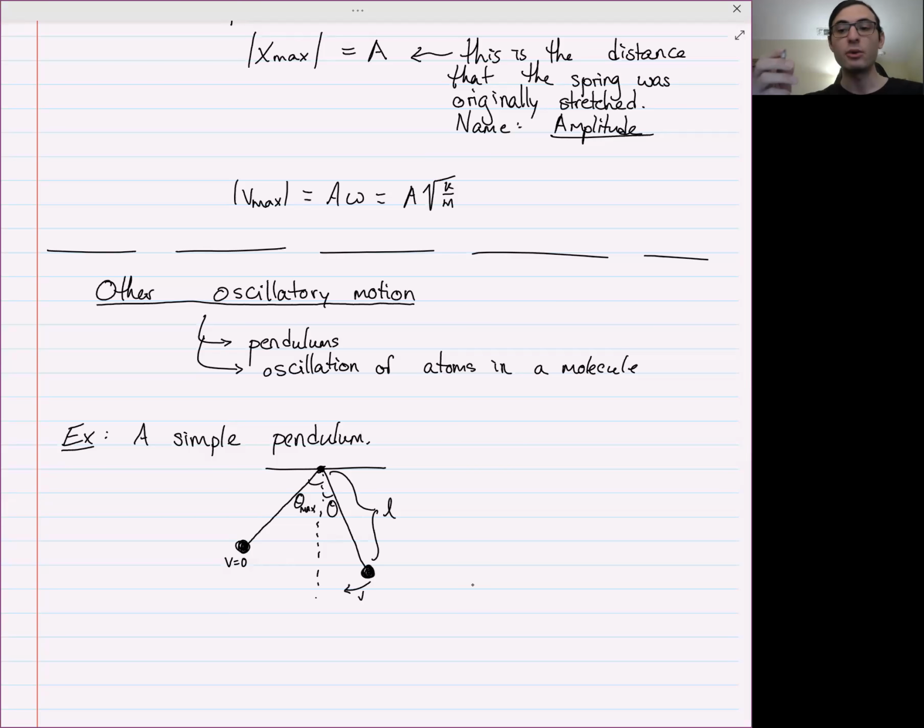However, if you think instead of the motion in an angular sense, remember when we were talking about angular motion?